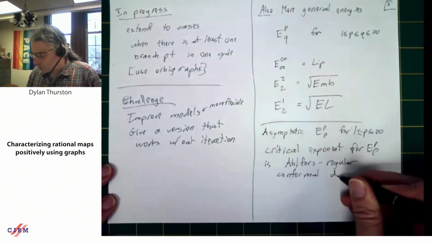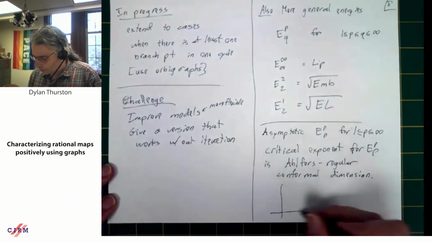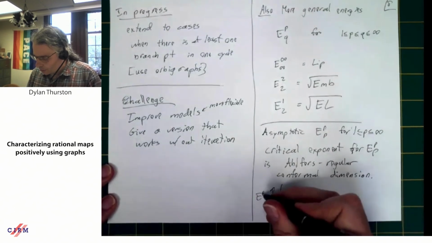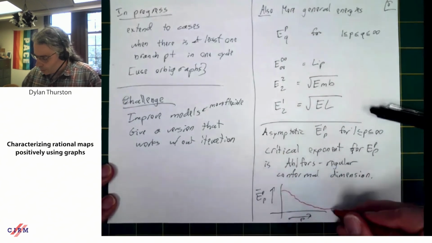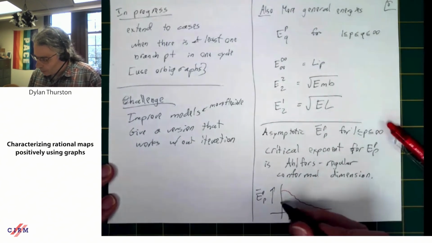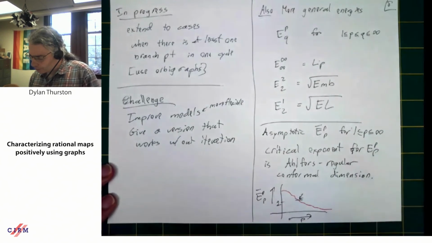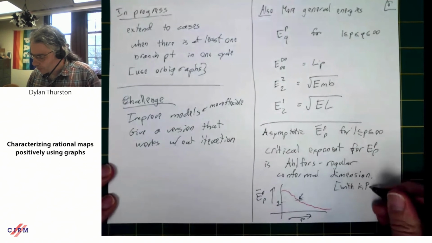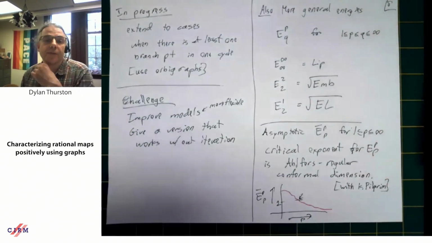Anyway, let me just draw a graph of that. So P is increasing this way. Here's this asymptotic E_{P,P}, and it doesn't increase as a function of P, and so at some point it crosses the value 1, and that point is the Ahlfors regular conformal dimension. And this is joint with Deb and Pilgrim. Okay, let me stop there. Thank you for your attention.